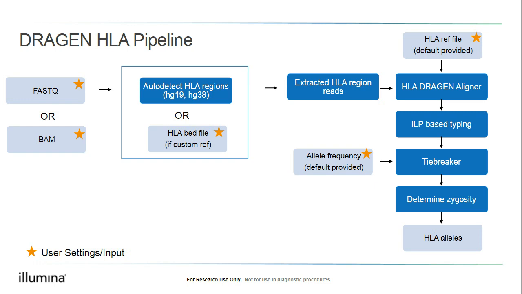Based on that, we extract the HLA regions, and then we have a fast DRAGEN aligner that we have implemented that runs over these extracted HLA regions. There is the integer linear programming based typing that we do, as I indicated earlier, and then depending on the allele frequency that you provide as an input, we go through the tiebreaker steps, we determine the zygosity, and the output is HLA alleles out of this pipeline.